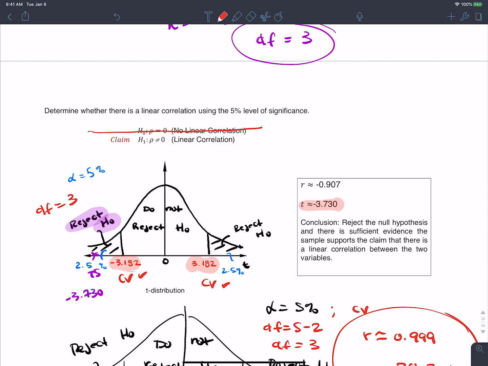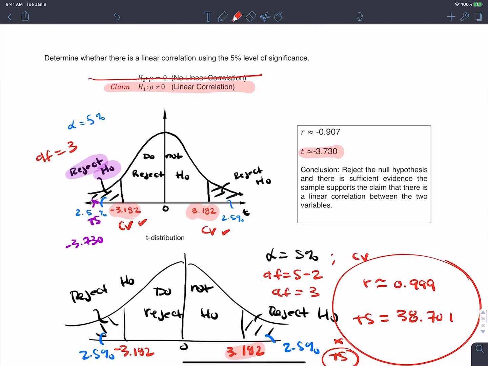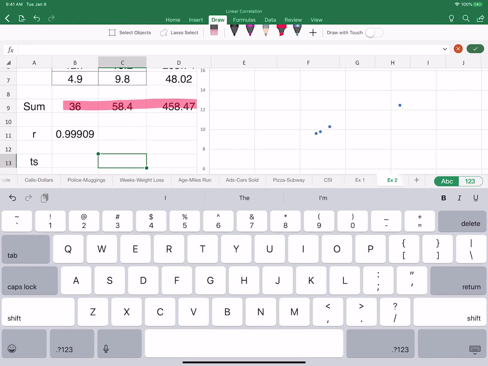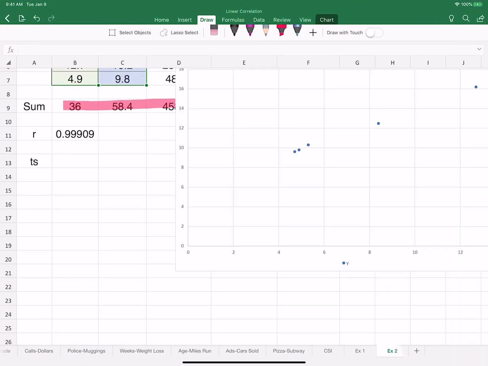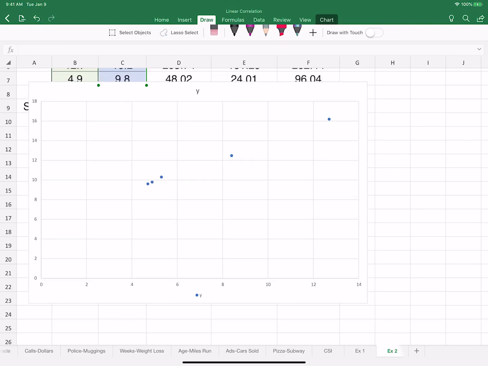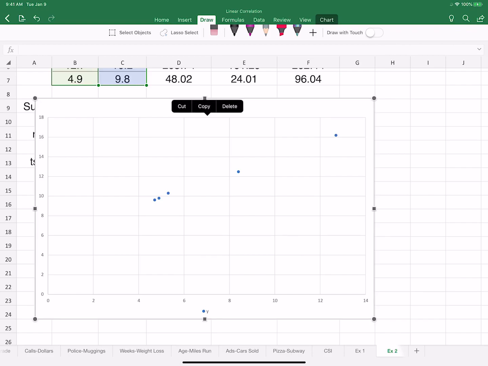So you reject the null. And you say, what does that really mean? That there is a linear correlation. Now, it's actually a very strong linear correlation because that r value is almost as close to 1 as you can get. So this is a strong linear correlation. So because it has a linear correlation, go back to Microsoft Excel. We have to find the best fit line now. Okay, you with me on that? Now we're going to find that best fit line. But since I already know that it's there, let's see if we can find this here.